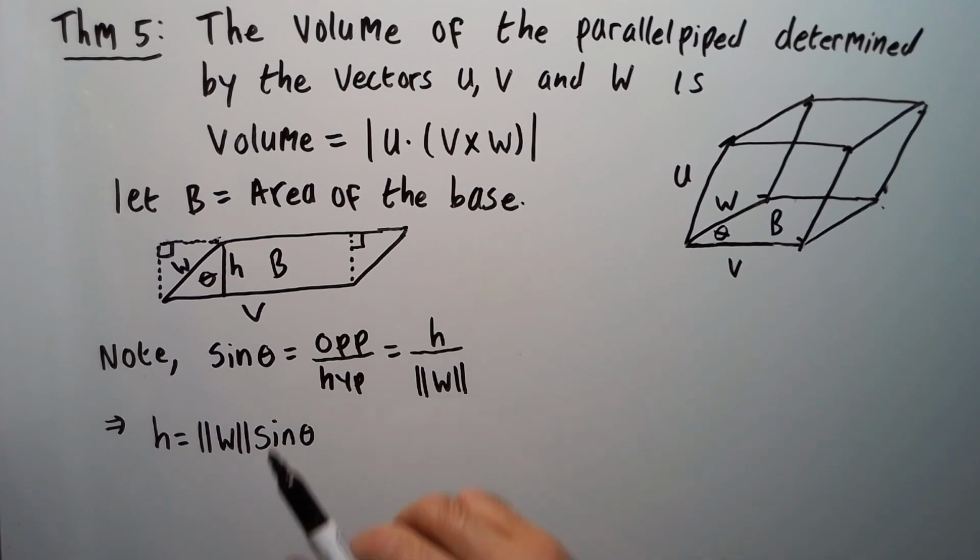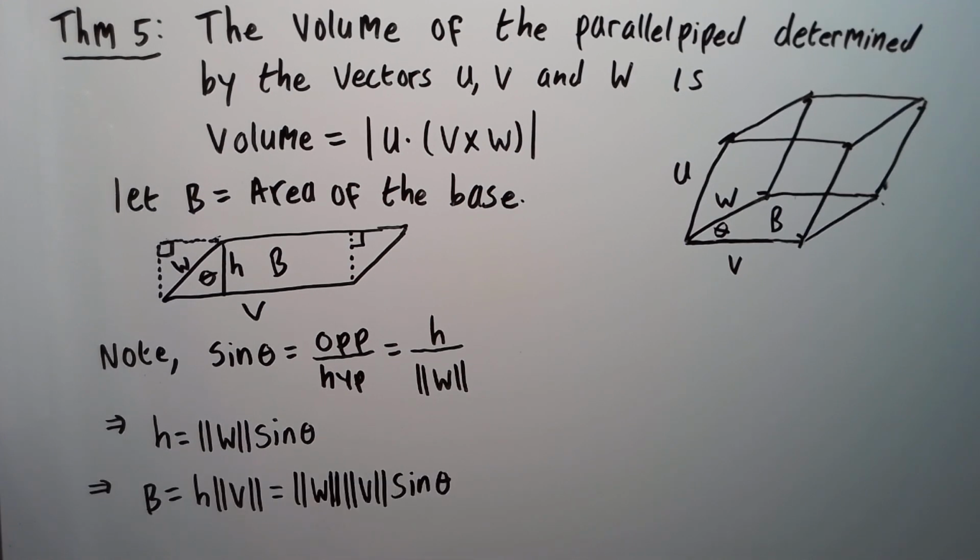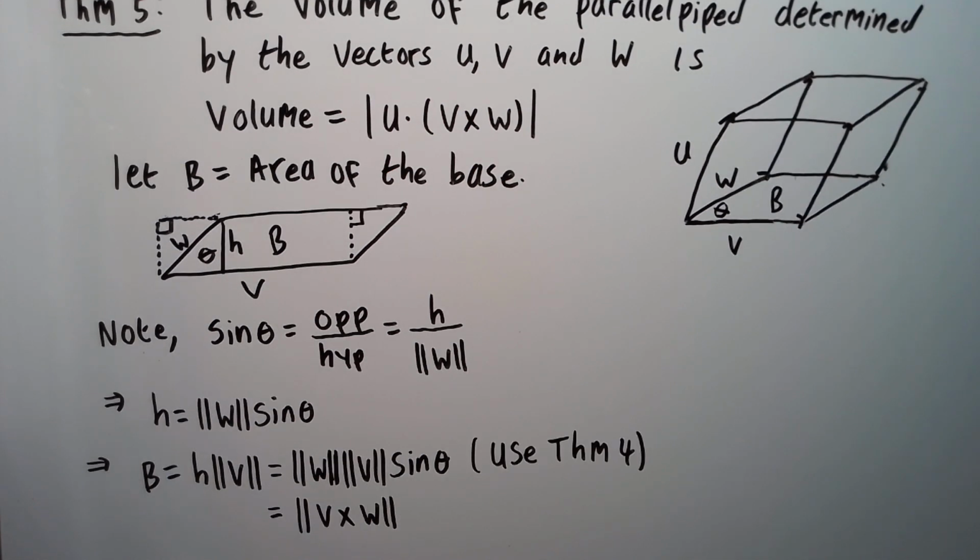Okay, so now we can find the area B. It's basically going to be h times magnitude of v. So let me write that down here. So we get B equals h times magnitude of v, but h is magnitude of w times sine theta, so it's basically going to be magnitude w, magnitude of v times sine of the angle between the vectors. And from Theorem 4 we can write this as v cross w. So using Theorem 4, we showed that this equals magnitude of v cross w. Okay, so let's keep going.